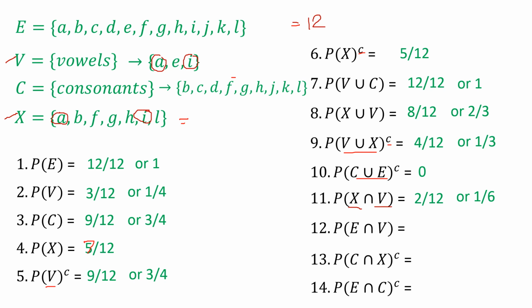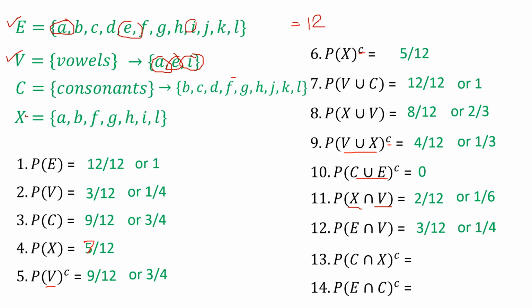Number 12. Probability of E intersection V. Let us now deal with the different sets. Here is our E and here is our V. For the intersection, using the common elements only, we have A on both of these sets, 1. Both do have E, 2. Both do have I, 3. So the answer here is 3 over 12, or in simplest form, 1 over 4.